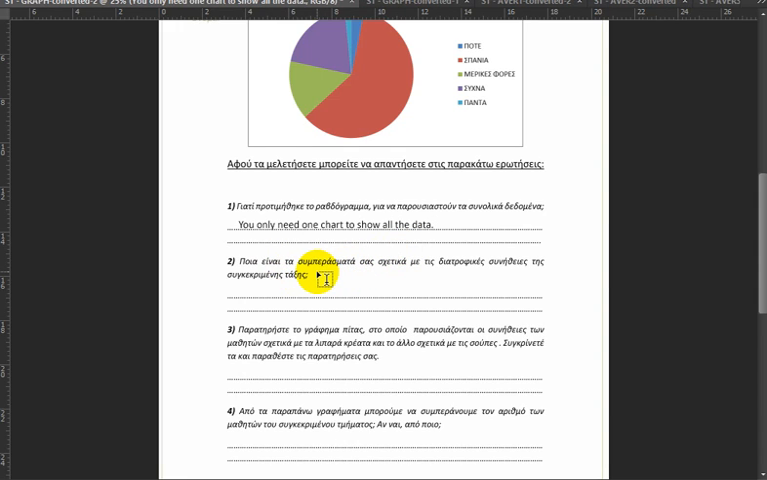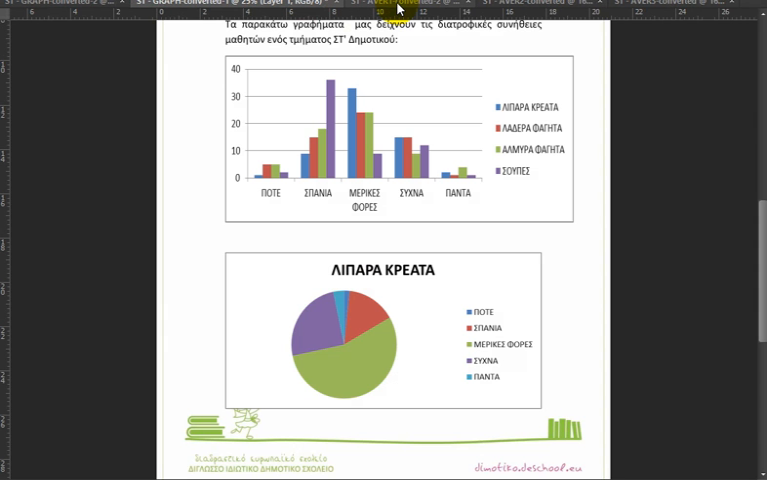Next up, what are our conclusions, basically, about the eating habits of this class? Well, what we can tell, basically, let's look at this.